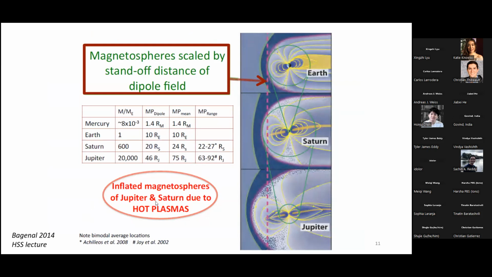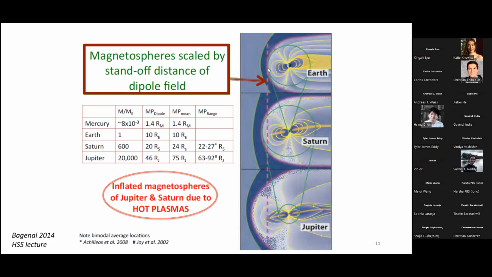Jupiter and Saturn have hot plasma that can contribute quite a bit to that pressure balance. So when you talk about pressure balance at Jupiter and Saturn, you have to consider the thermal pressure of the planetary magnetosphere, the hotter plasma that actually goes all the way out to the magnetopause, and can be an important term to understanding where the magnetopause is going to be located.